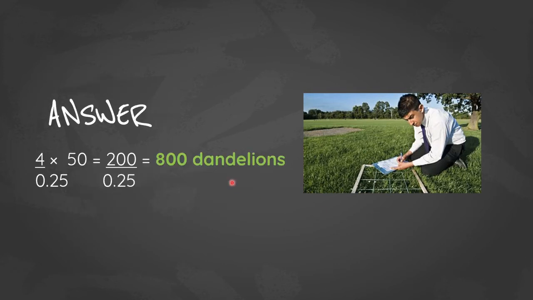So 800 dandelions. And how did we get this? So 4 dandelion plants were found in 0.25 meters squared. So in order to find the estimated amount in 50, we just simply multiply by 50 and we'll get 200 divided by 0.25 and we get about 800 dandelions would be expected in the 50 meter square field.